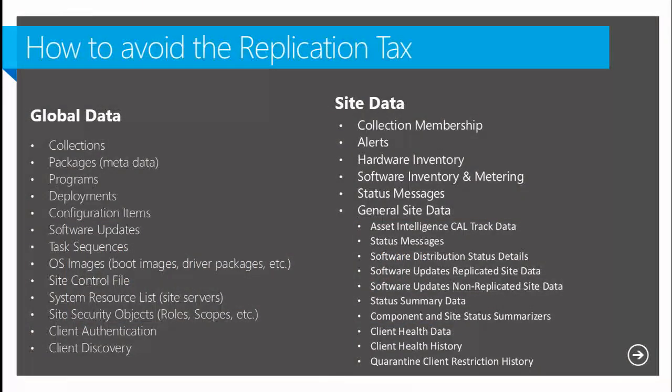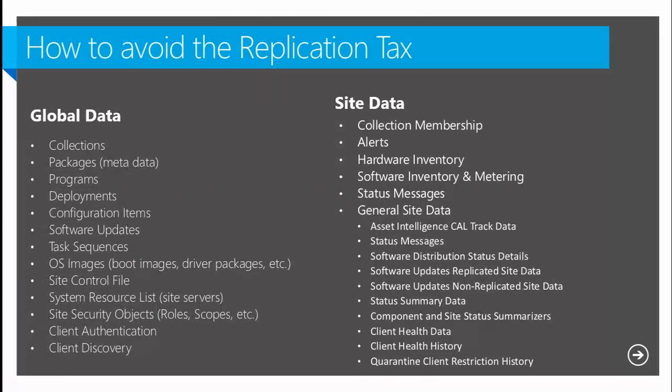So let's start with basic concepts. What is replication? What are we replicating? And here are some examples. So global data is going to be replicated everywhere within a hierarchy. And you can see that global data is really most of the fun stuff. It's your collections, your packages, everything that you're creating, all the value that you're building for your customer so they can consume the offering and move forward with it.